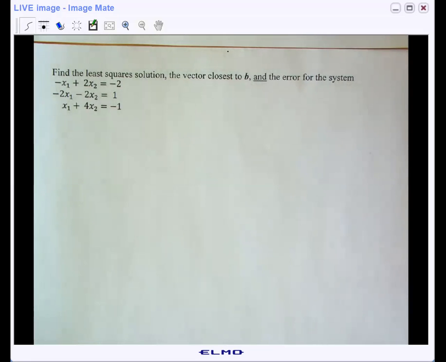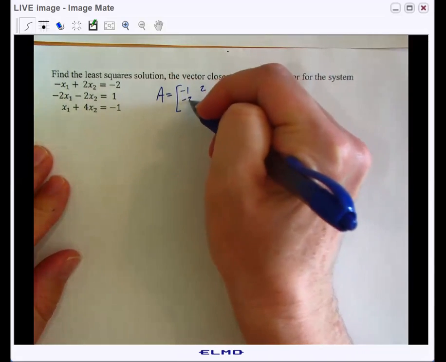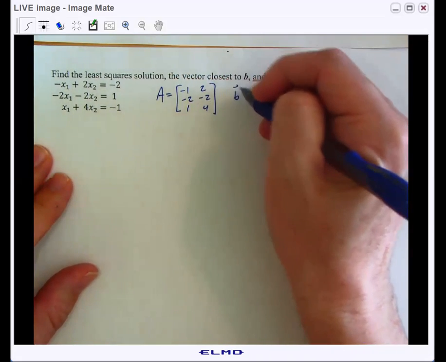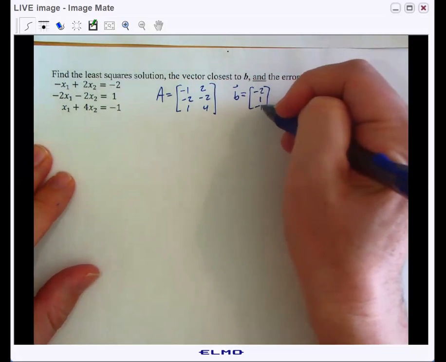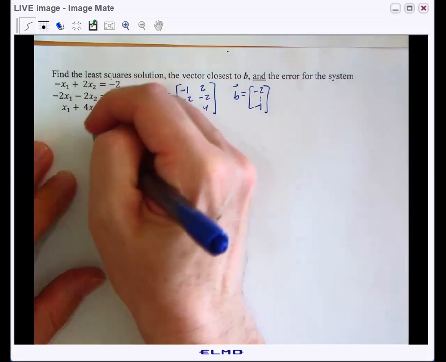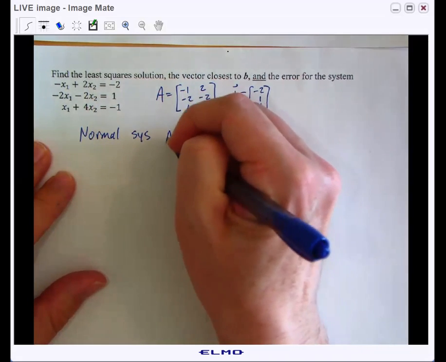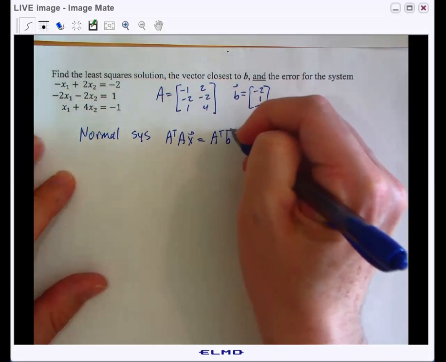So let's set up the system and then have you work through it, and we'll double check with you in just a second. Okay, so let's set this up. Our A matrix is going to be negative 1, 2, negative 2, negative 2, 1, 4. Our B matrix is negative 2, 1, negative 1. Okay, and so our normal system is going to be A transpose A times X equals A transpose B.